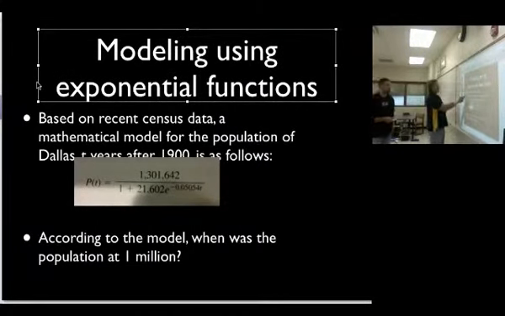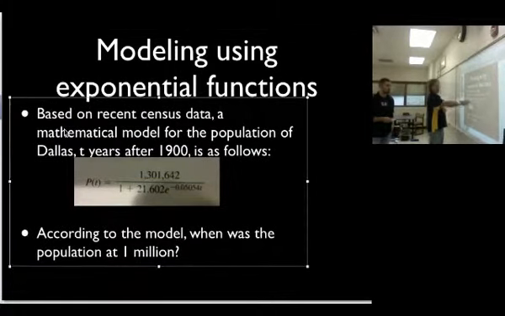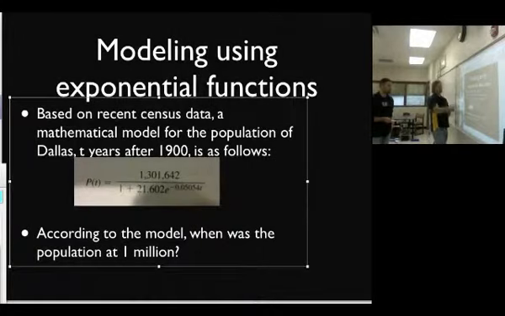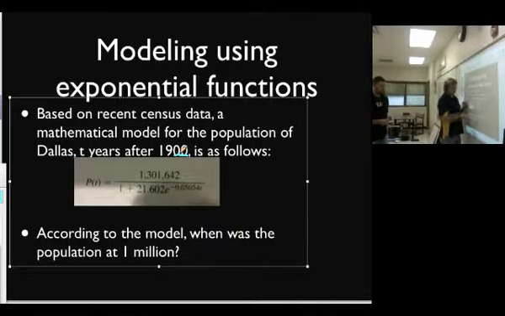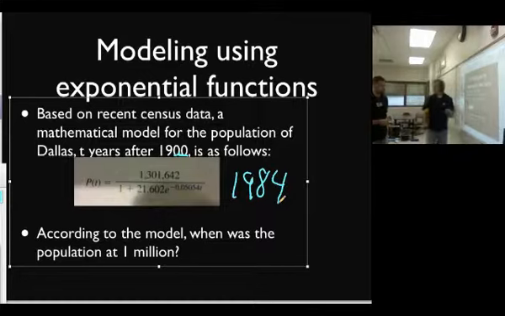Well, our data was from the 1900s, right? So if it started at 1900 and we intersected at 84.5, that's going to reach 1,000,000 sometime in 1984. Do you agree? I agree. We're treating 1900 as 0.